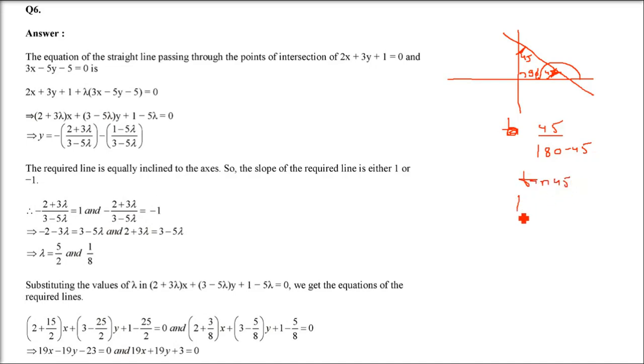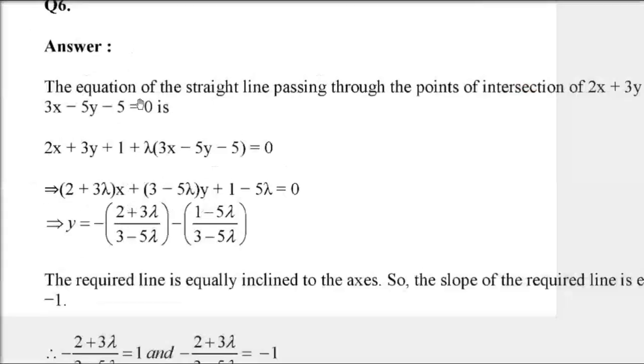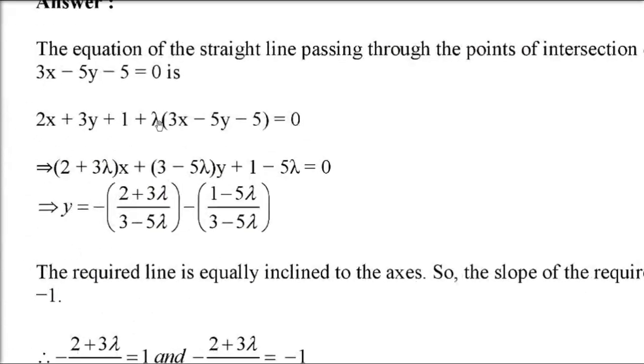So what will be tan 45? And what is tan 180 minus 45? That is 135. So you get tan 45 is 1, tan 135 is minus 1. So one time you will put slope as 1, one time you will put slope as minus 1. And I already told you how to find out the slope.